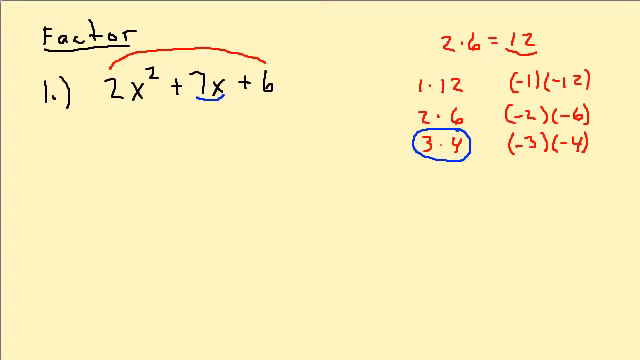So what I'm going to do is rewrite this 2x squared plus 7x plus 6. I'm going to rewrite it as 2x squared, and now instead of 7x, I'm going to rewrite that as 3x plus 4x, and then I have my plus 6. So all I did is I rewrote 7x as 3x plus 4x. Now I have 4 terms, so I'm going to do like we did in the earlier video, factor by grouping.